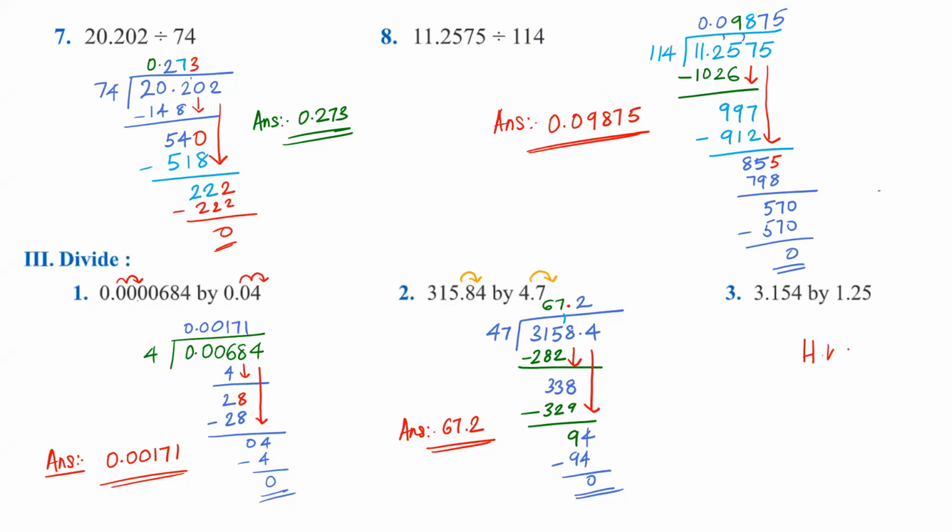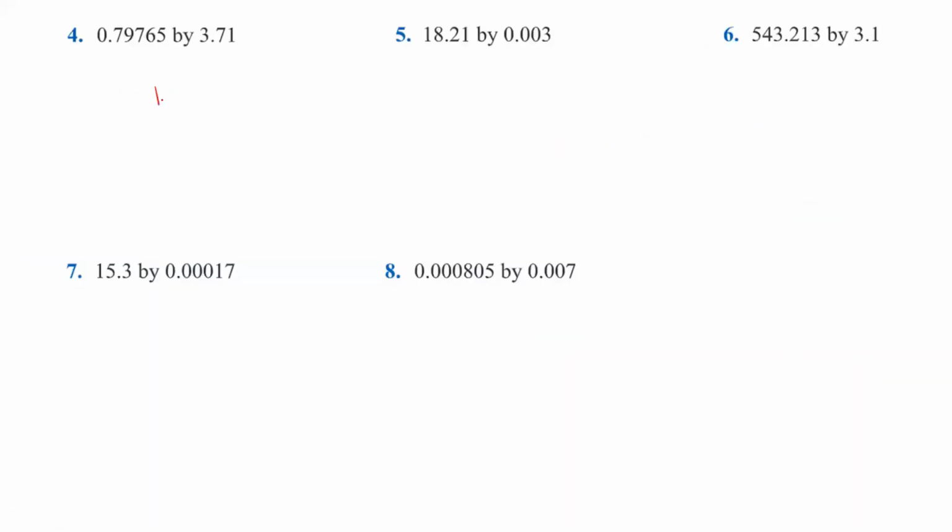Next question, do it as homework. What is the method? Shift the decimal 2 places here. Here also 2 places. So you should be getting 315.4 divided by 125. Do it as homework. Moving on. The other 2 questions we shall solve fast now.